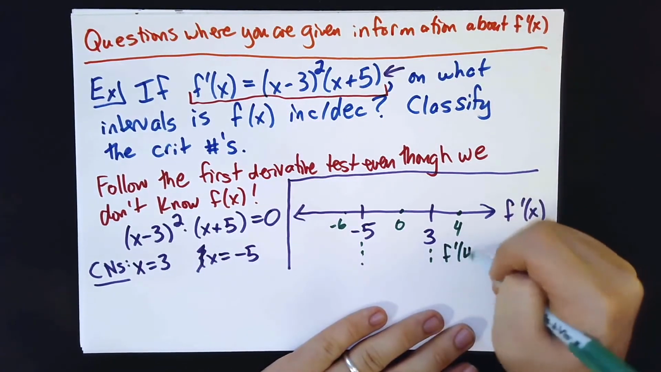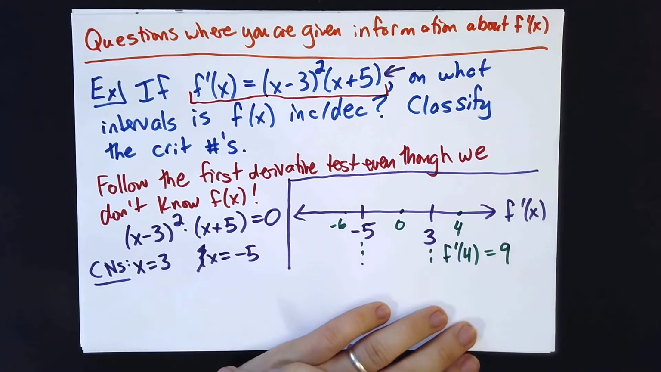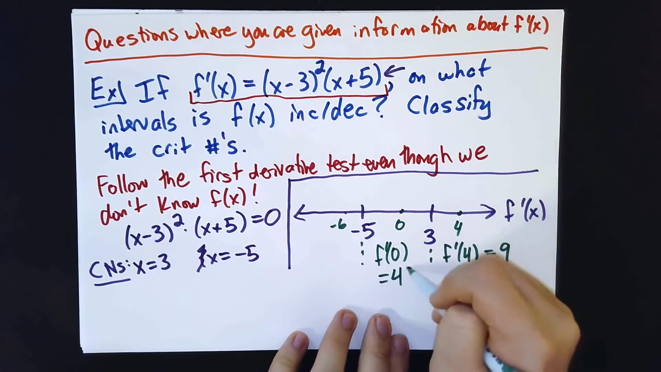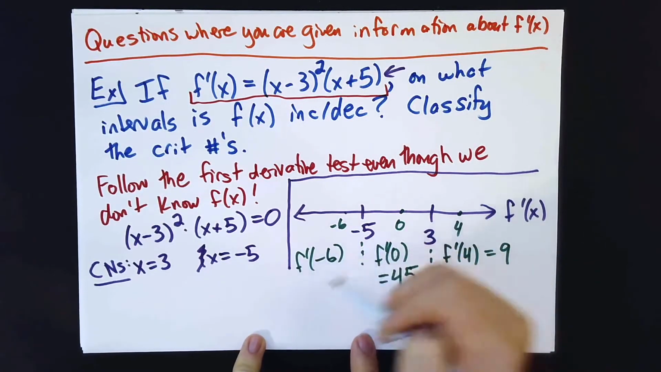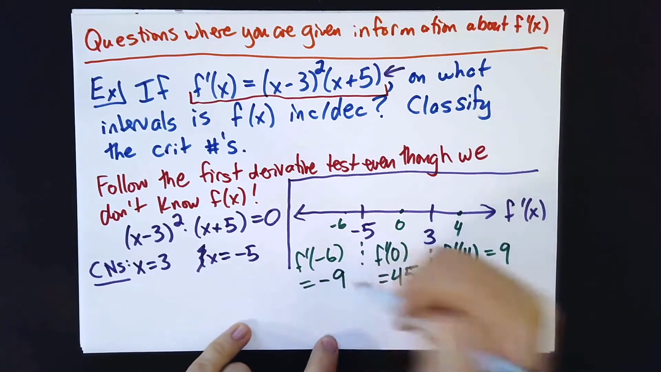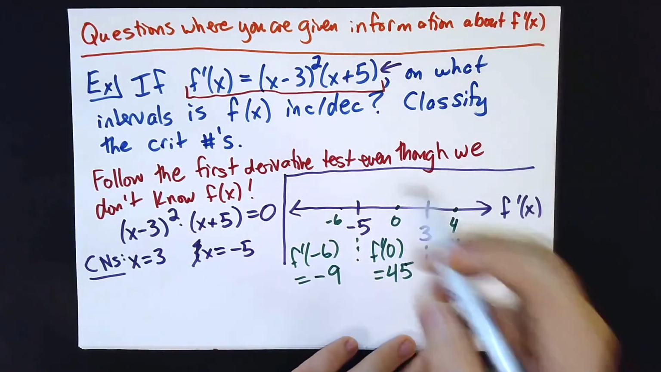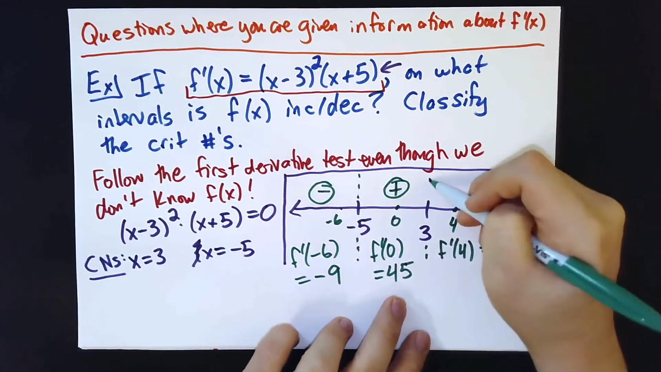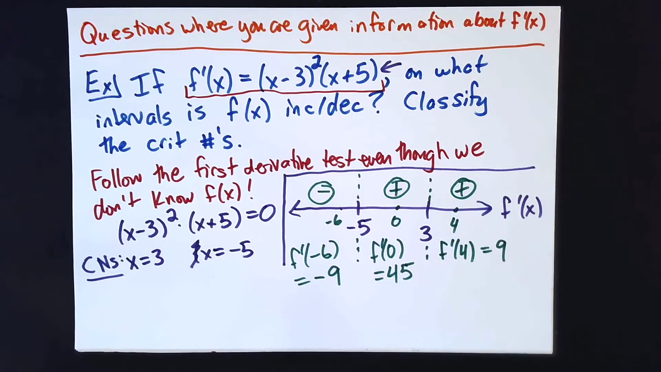So f prime of 4, if I look at that, that'll be 9. f prime of 0, that'll be 45. And f prime of minus 6, that will be minus 9. Okay, so then I have to go ahead and write down the signs of these up here. So here it is negative. Here it is positive. Here it is positive.